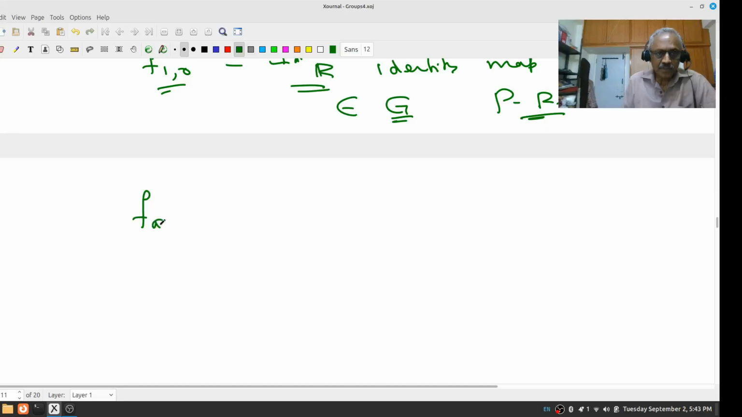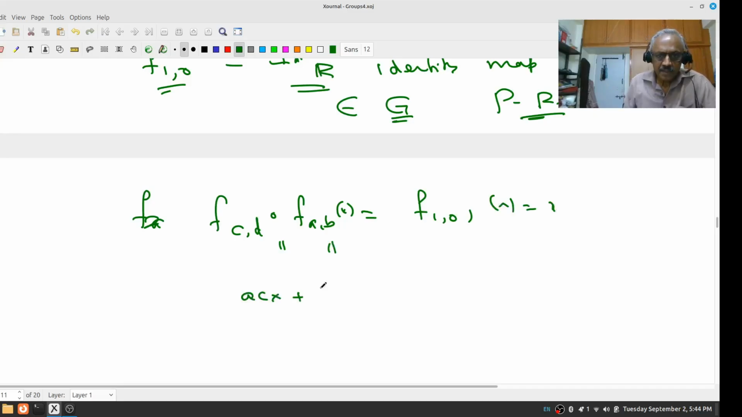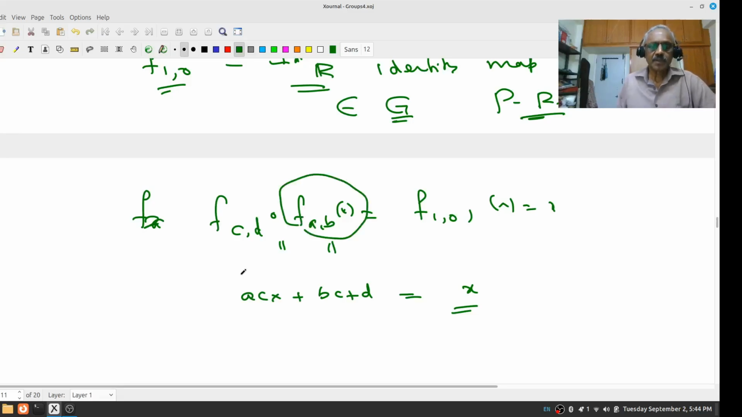Next, I have to find what is the inverse. So, if I have f of... we are already done. F of (c, d) composite f of (a, b). I want it to be identity, f of (1, 0). But this we had already done. At x, this is equal to x. But what is this? Do you remember? It is acx plus bc plus d. You understand? This must be equal to x. Please understand, I want to know what is the inverse. What is the inverse? F of (a, b) inverse.